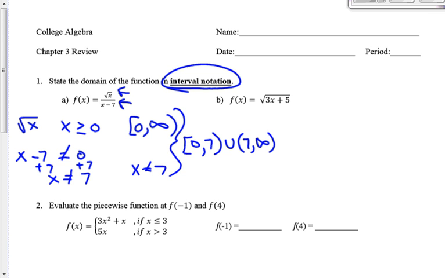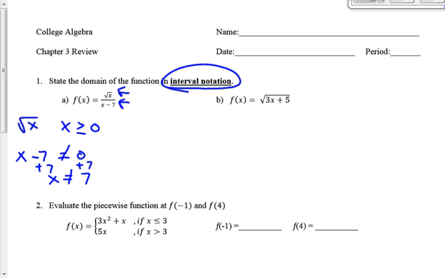So I'm going to erase this. And we know that our domain is from 0 to 7, skip over the 7, on to infinity.